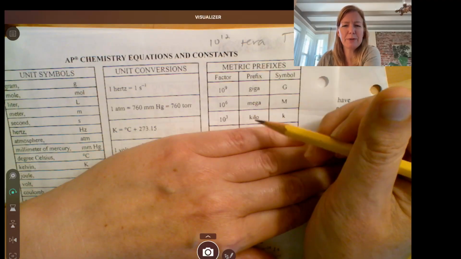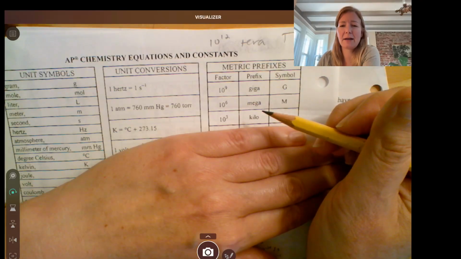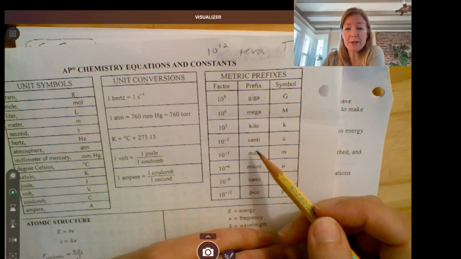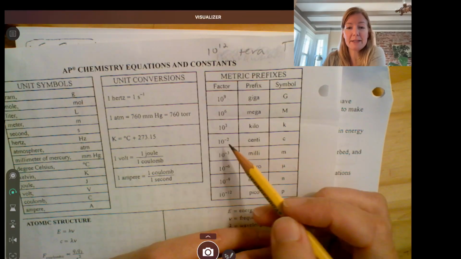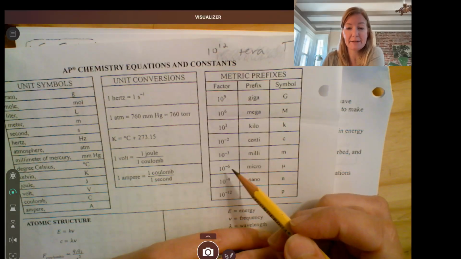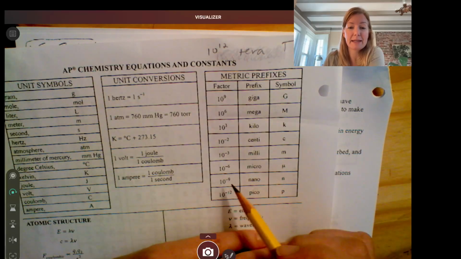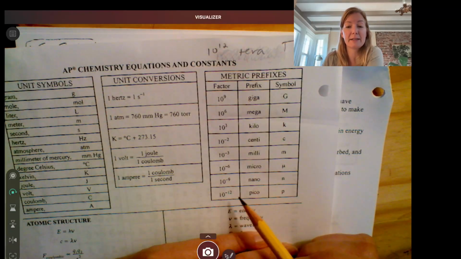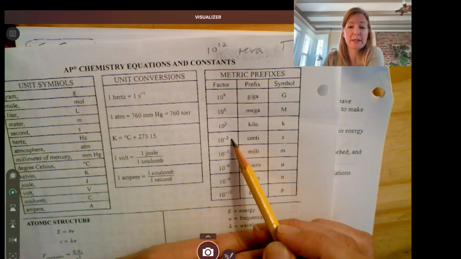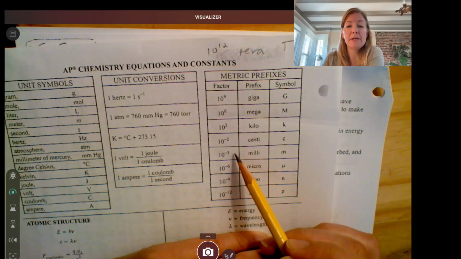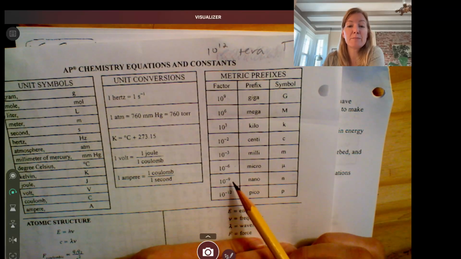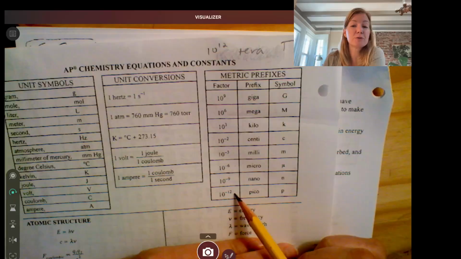So in any case, we don't use these very much in chemistry because we're mostly dealing with small things rather than large things. On the small side, a centigram is 10 to the negative 2 grams. A milligram is 10 to the negative 3 grams. A microgram is 10 to the negative 6 grams. A nanogram is 10 to the negative 9th grams. And a picogram is 10 to the negative 12th grams. 10 to the negative 2 is a hundredth. So a centigram is a hundredth of a gram. Milli is thousandth. Micro is millionth. Nano is billionth. And pico is trillionth.